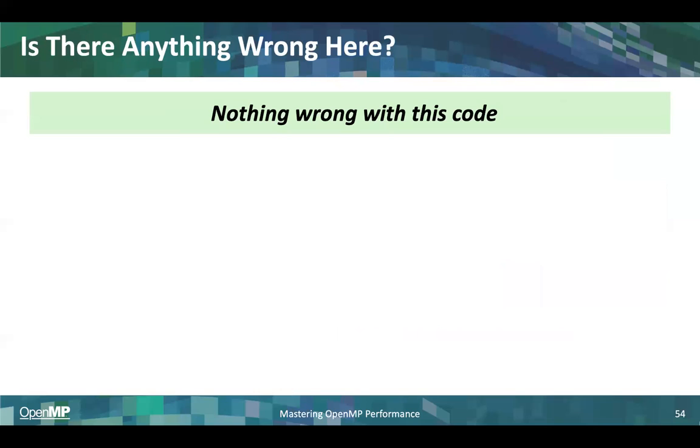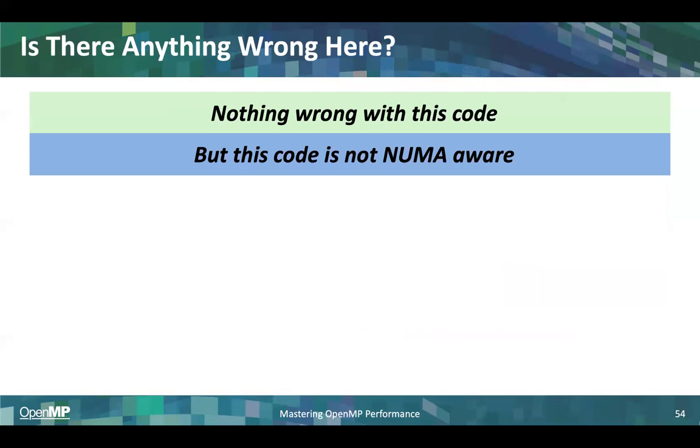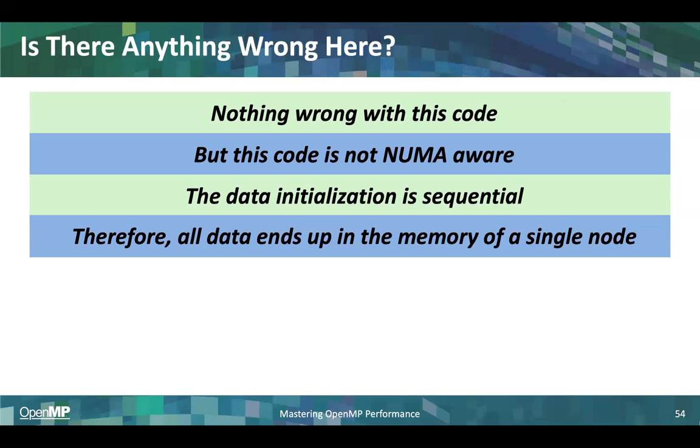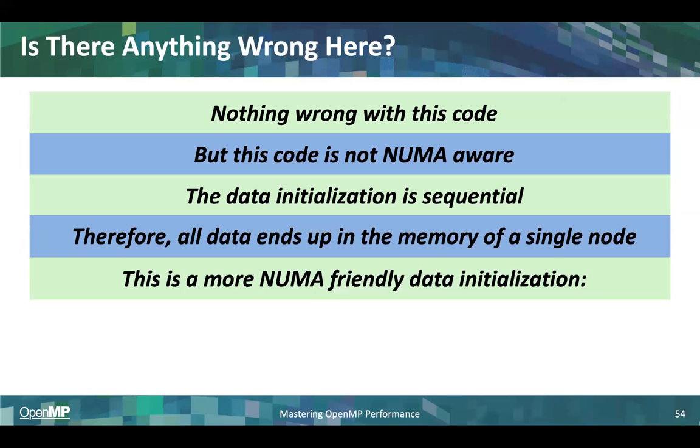So what's wrong? Well, there's nothing wrong with this code. It's correct parallel code, but it's not NUMA aware. In particular, the data initialization I briefly showed is sequential. I didn't use OpenMP there. So wherever I initialize the data, that thread will own all of my data, and it will end up in the memory of wherever that thread is executed.